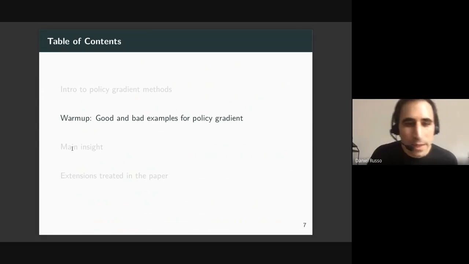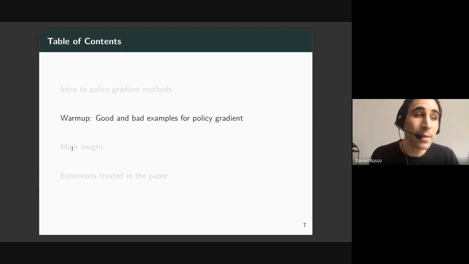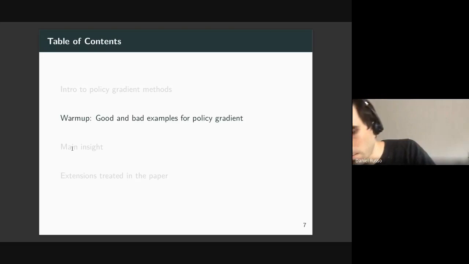So before coming to the main insight, so as not to spoil the punchline, I want to warm up and build some intuition by discussing good and bad examples for policy gradient, i.e. cases where the landscape of the optimization problem is amenable to gradient methods, despite being non-convex. And I'll start with a case showing you that indeed the landscape of L could be problematic in even the simplest settings.